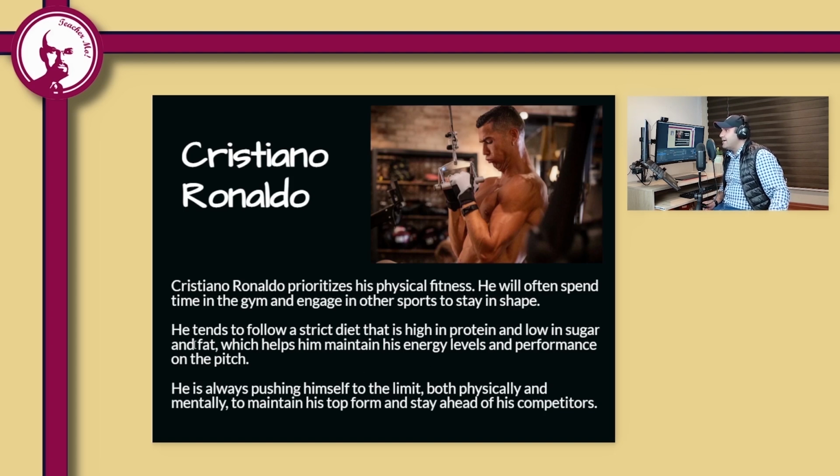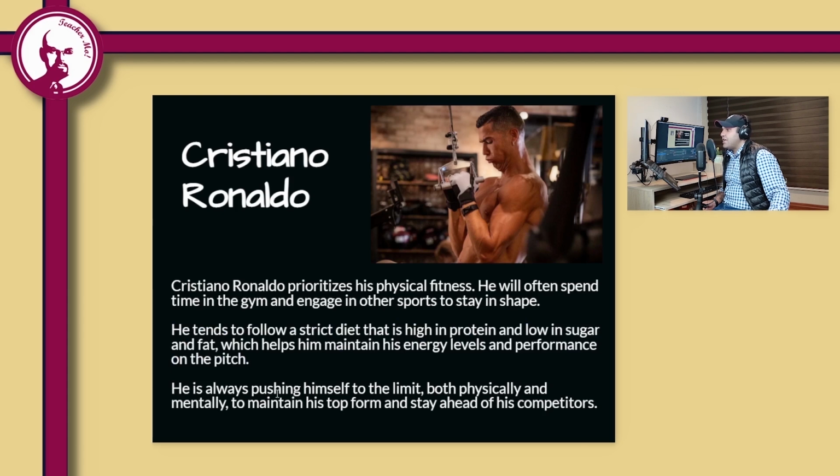Now let's continue. He tends to follow a strict diet that is high in protein and low in sugar and fat. He tends to follow. What is the first verb in this sentence? Tend. Very good. Using the verb tend is another way of expressing a present habit in English. Again, we will talk about it more later, but now let's continue, which helps him maintain his energy levels and performance on the pitch. On the pitch means in the game field.